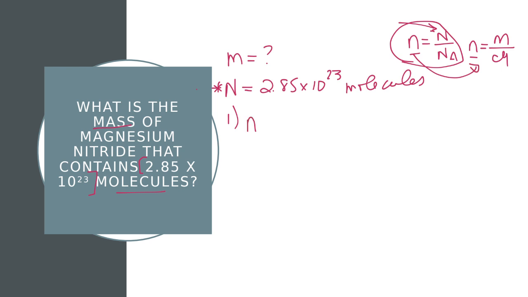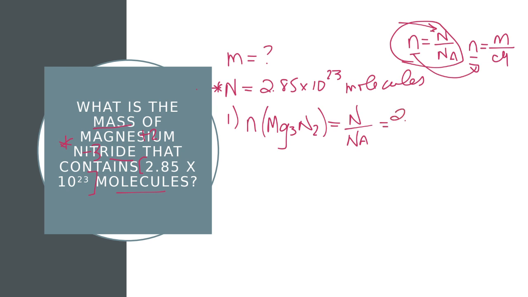So moles of magnesium nitride. So again, watch your formulas. Magnesium has a charge of 2. Nitride is just the element nitrogen, charge of -3. So we're going to crisscross and we're going to get Mg3N2. And this is equal to molecules divided by Avogadro's number.